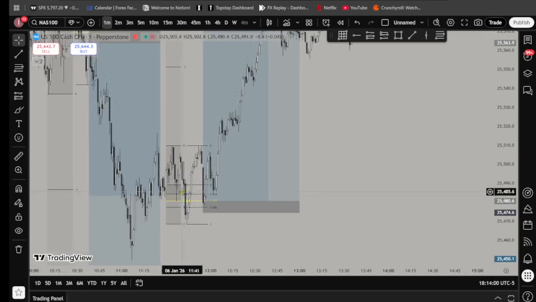First of all, we see this break. We see this inverse of this bearish fair value gap, right? When you see an inverse price, it's likely it's going to go back into that inverse, right?